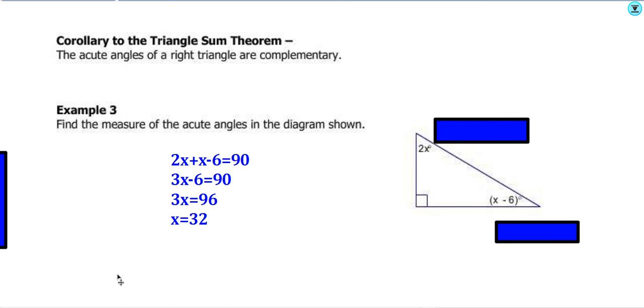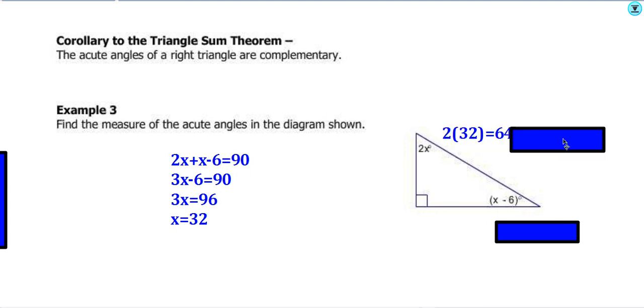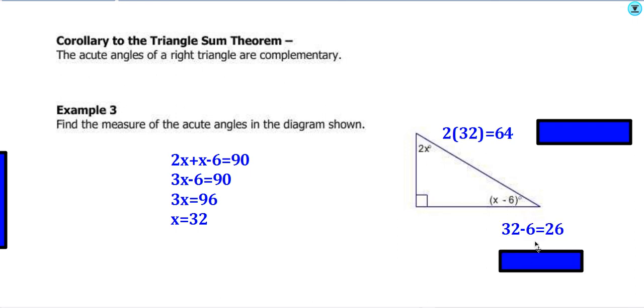If you thought we were done with this problem, you did not read very carefully. We need to find the measures of the acute angles, so let's plug x in. 2 times 32 gives us 64 degrees for this angle up here. 32 minus 6 gives us 26 degrees for this angle down here. Something you should check is to make sure that these angles actually add up to 90. If you add 64 and 26 together, sure enough, they do add up to 90 degrees.